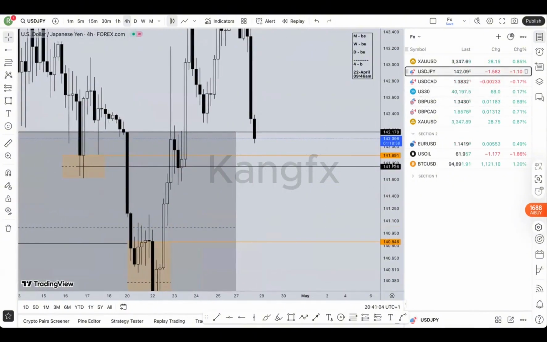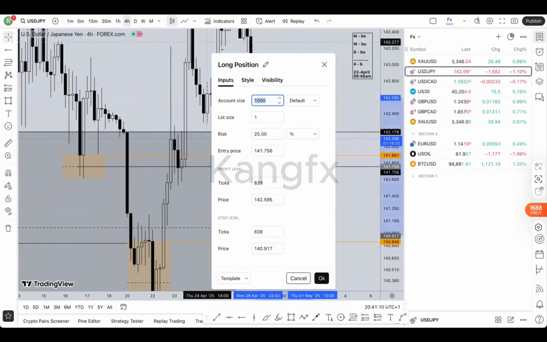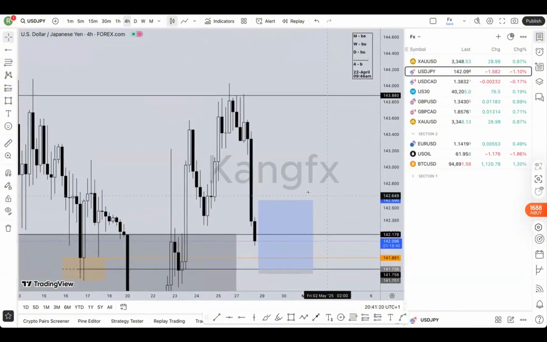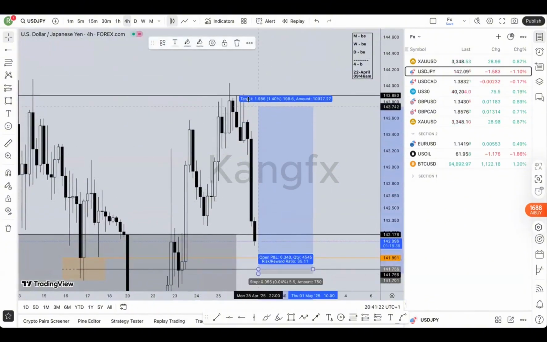Then, since it's USD JPY, if I'm picking a trade from there, I'm going to put my entry here. Then my stop loss is going to be 55 pips, which is 5.5 pips, which is 55 on this tick on forex.com. I do that, then extend it. This is how I get all those 1 is to 30, 1 is to 40.